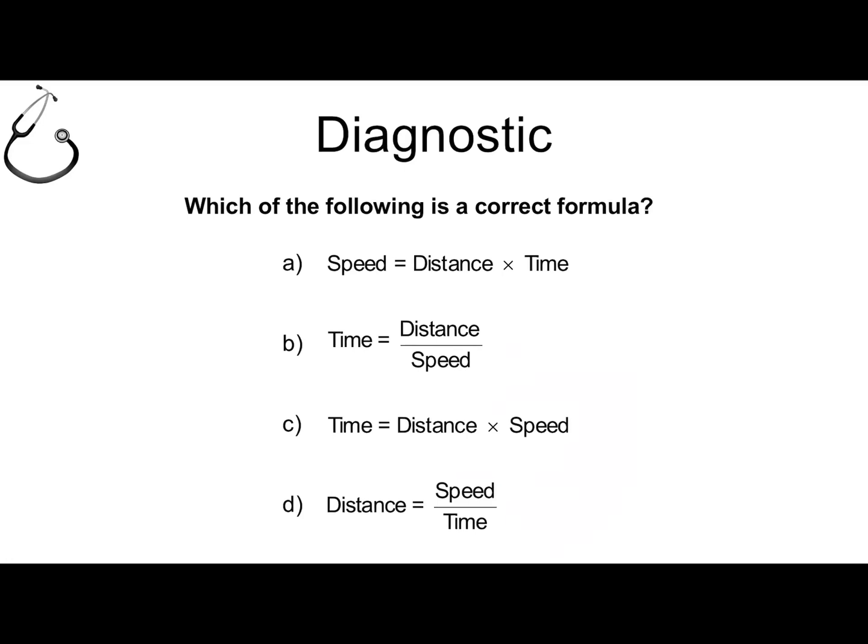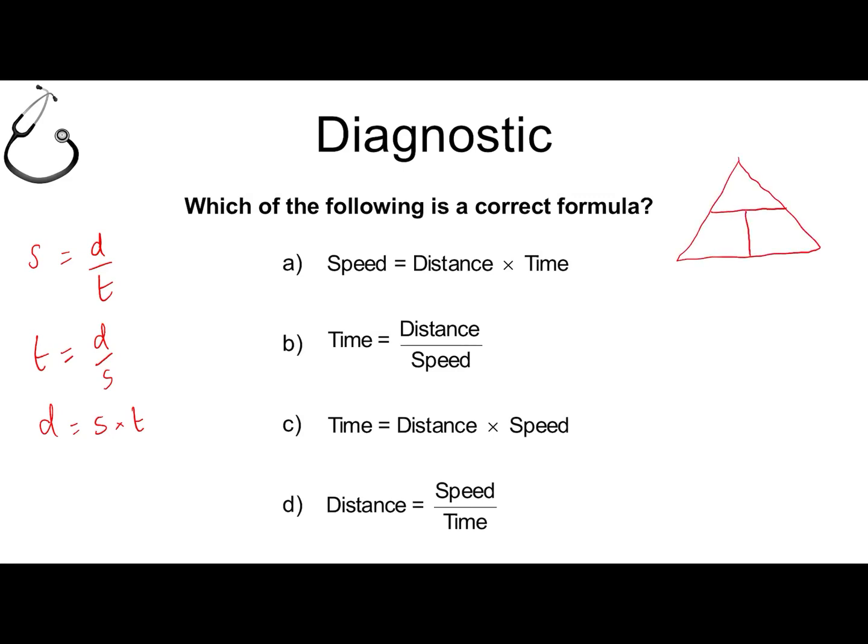So I want to think about which one is the correct formula. Well, the correct formula is always speed equals distance over time and any variation of that, okay? So we can say time is equal to distance over speed, and distance is equal to speed times time.